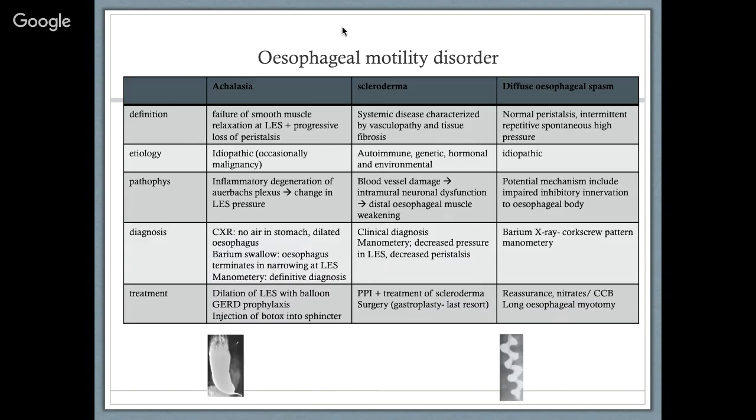And the last one, diffuse esophageal spasm. That's what it looks like on barium swallow. Different parts of the esophagus just spasm. It's idiopathic, and you get a corkscrew pattern on a manometry. So that's what it looks like.